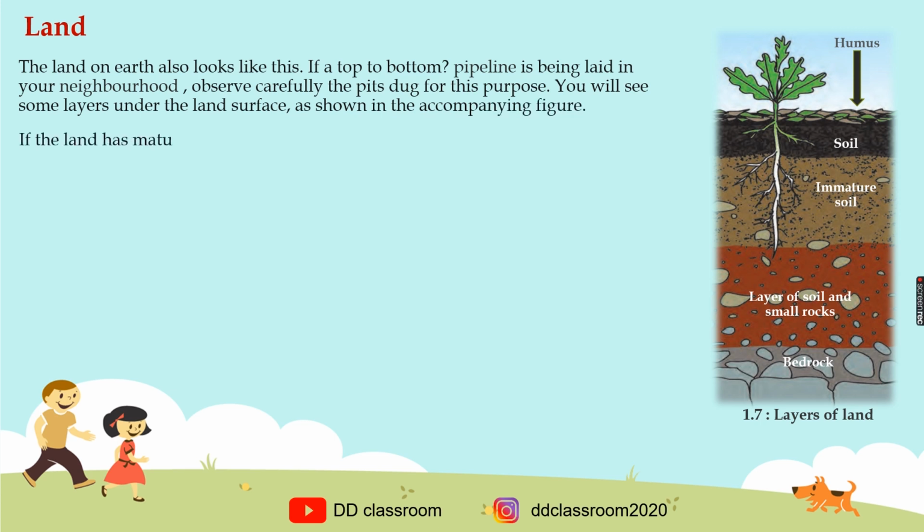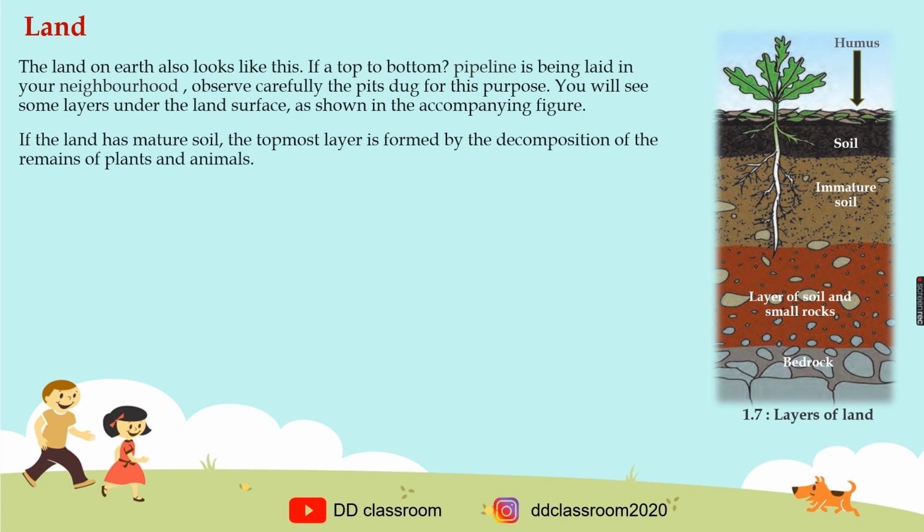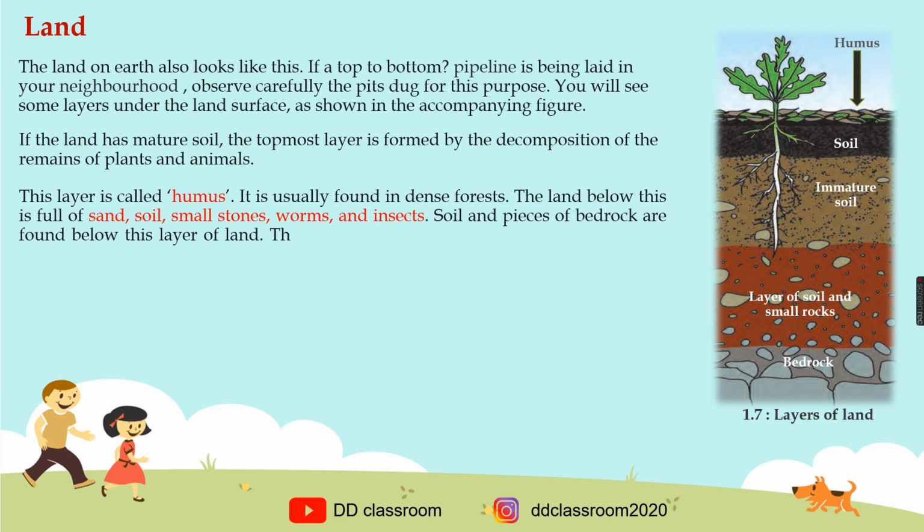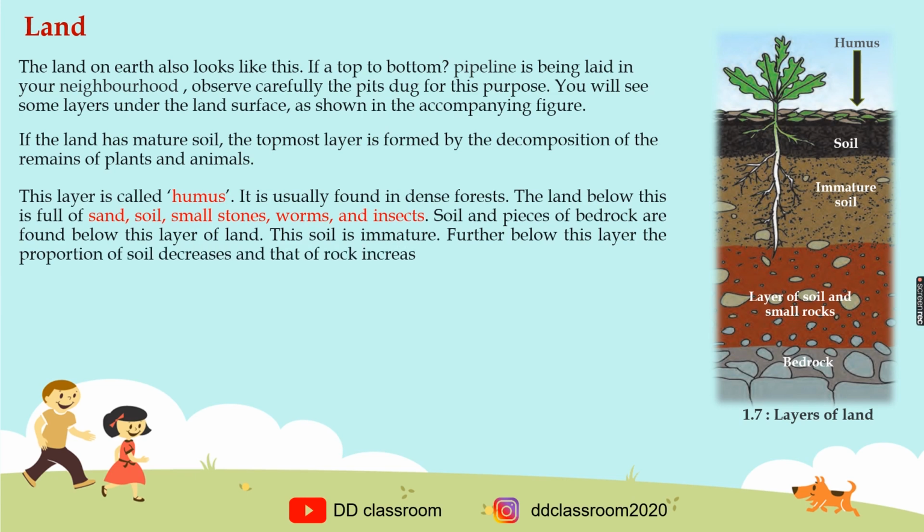If the land has mature soil, the topmost layer is formed by the decomposition of the remains of plants and animals. This layer is called humus. It is usually found in dense forest. The land below this is full of sand, soil, small stones, worms, and insects. Soil and pieces of bedrock are found below this layer of land. This soil is immature. Further below this layer, the proportion of soil decreases and that of rock increases.